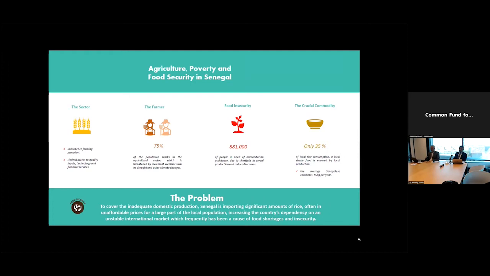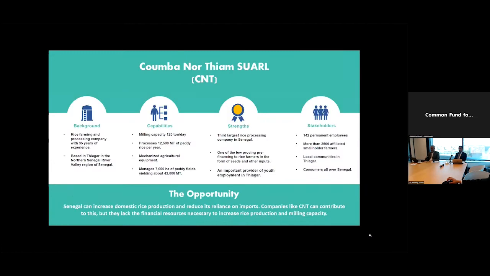Now, Senegal cannot produce at the moment enough rice to cover its local consumption. This creates a huge food security issue because the country needs to import these quantities. And that is also increasing the country's dependency on the very unsustainable international market. So in this context, it's where the investee, CNT, is working.